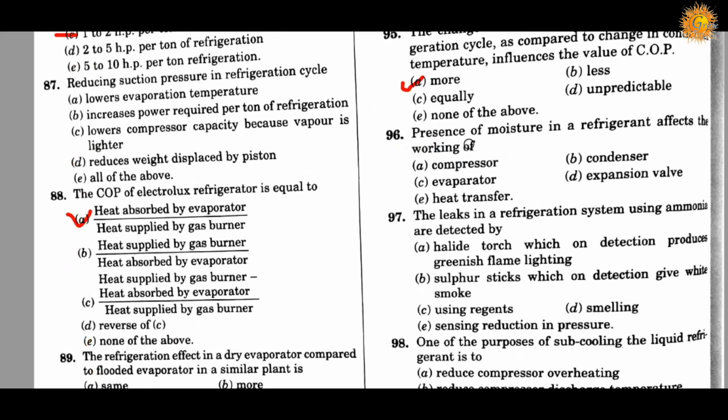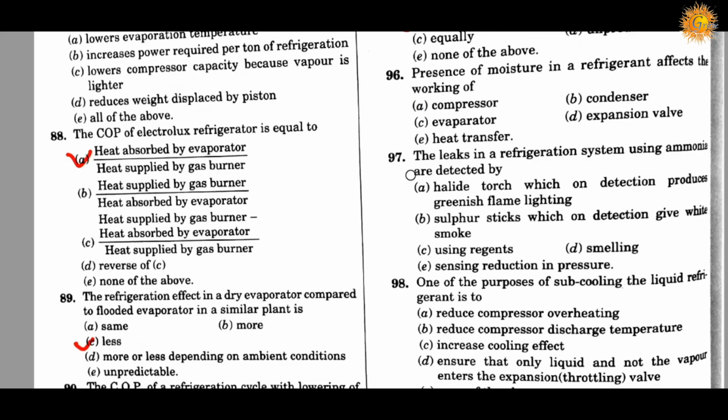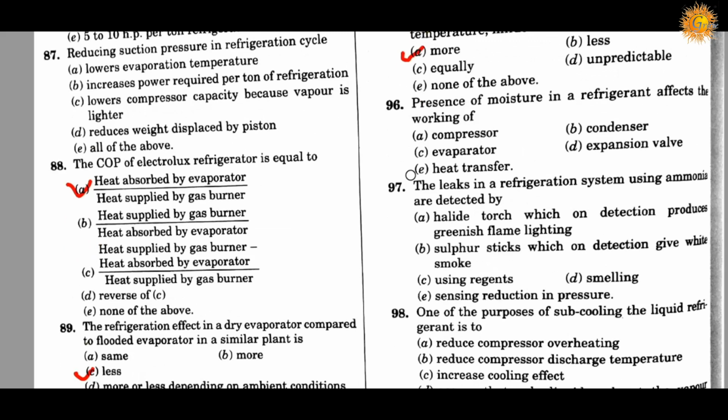Question 96. Presence of moisture in a refrigerant affects the working of: option A, compressor; option B, condenser; option C, evaporator; option D, expansion valve; option E, heat transfer. So correct answer 96 is D, expansion valve.